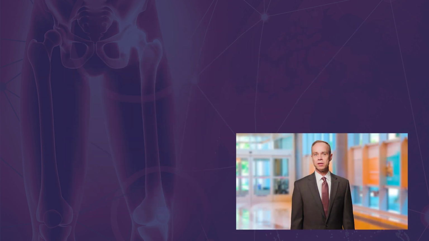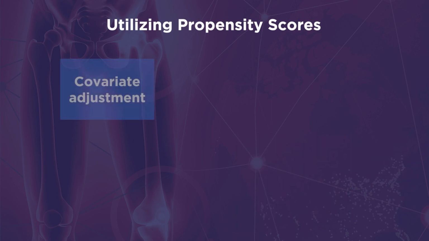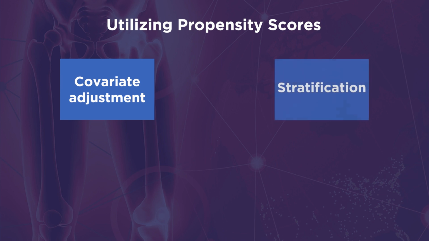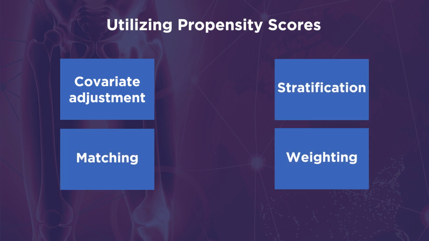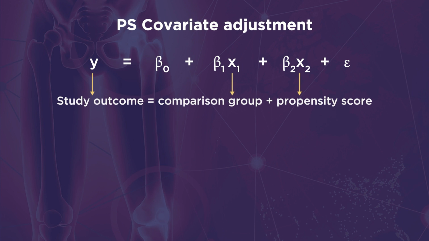Once the score is created, there are several ways in which they can be utilized. This video will discuss these four applications: covariate adjustment, stratification, matching, and weighting. Perhaps the simplest application is covariate adjustment in a statistical model. This involves including the propensity score as an additional independent variable in a model containing the study outcome as the dependent variable and the group or treatment indicator as an independent variable.